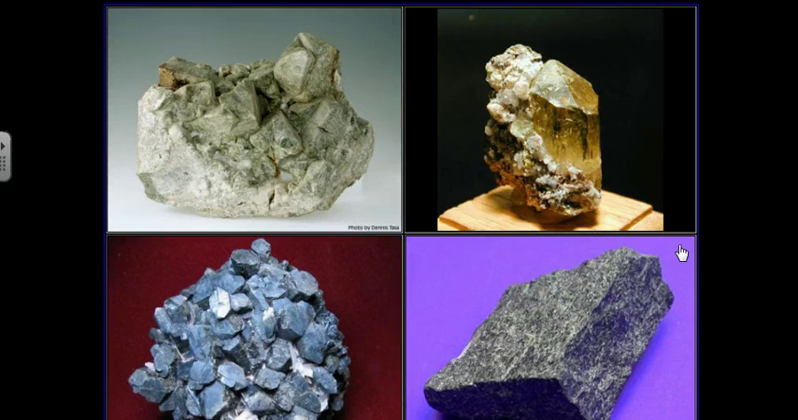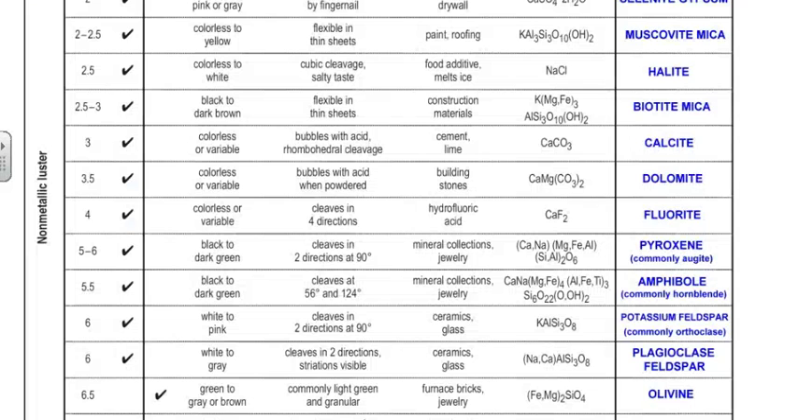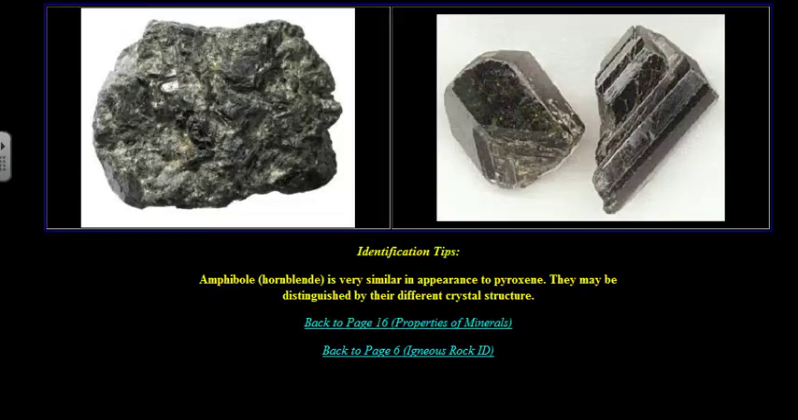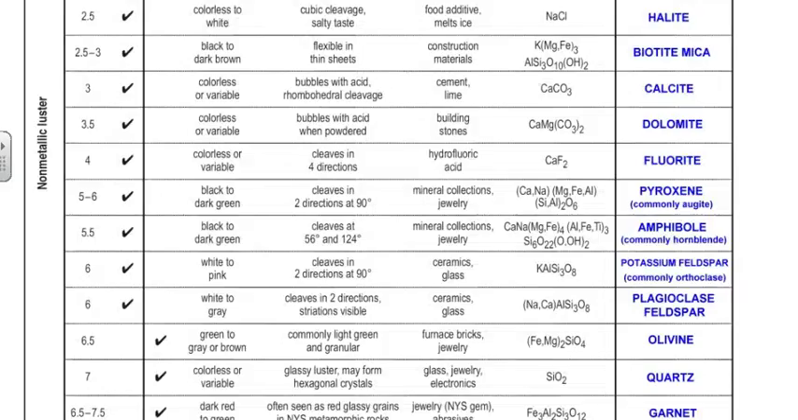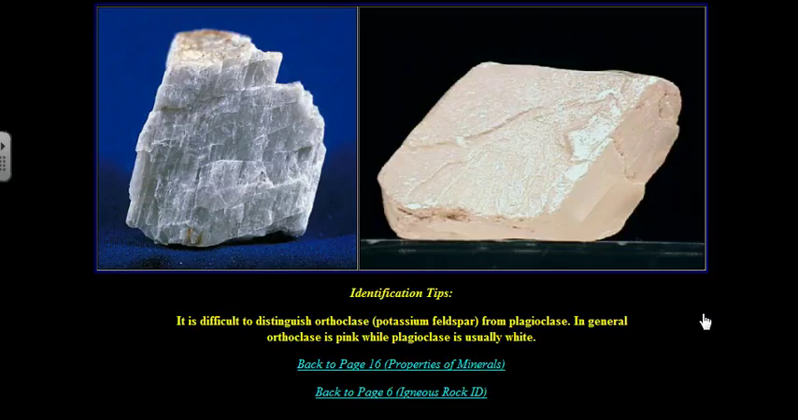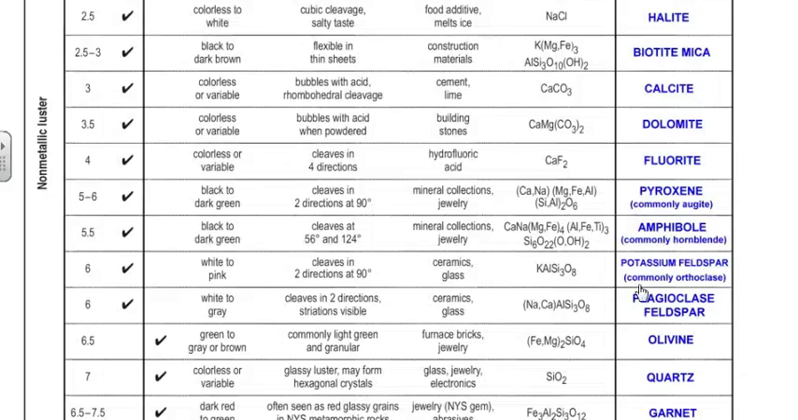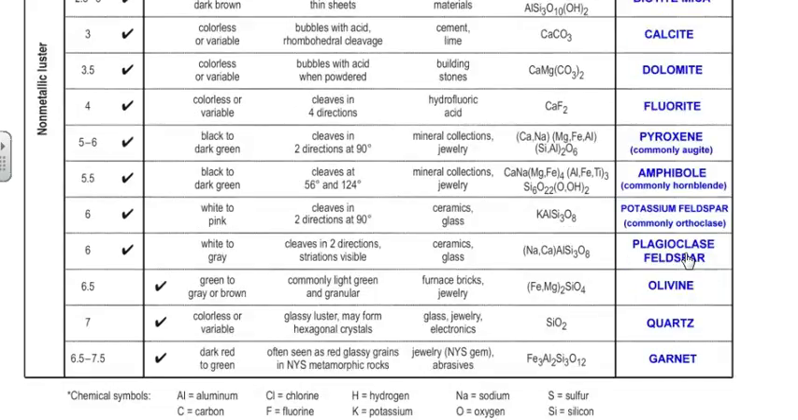Alright, now we got pyroxene, and we've got amphibole, and we've got potassium feldspar. And we've got plagioclase feldspar. These are quite similar in how they can look. They're similar in some of their characteristics. So it's important to look at the cleavage and look at some of the particular characteristics to figure out which is which. Alright, we left off on olivine.